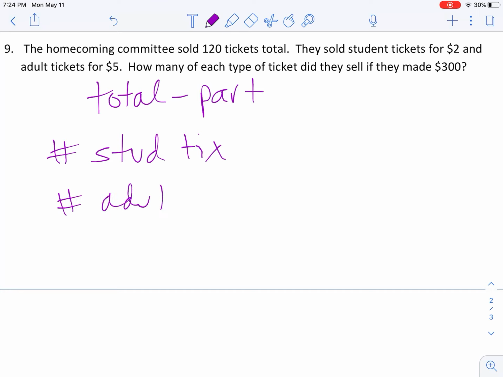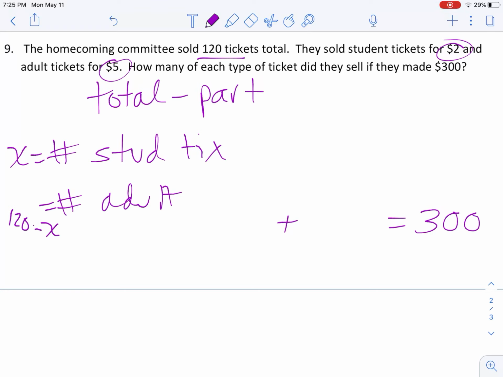So they sold student tickets, so you're going to have number of student tickets, and you're going to have a number of adult tickets. And you know they have different values. All right, now, if they sold x student tickets and they sold a total of 120, then the adult tickets is going to be the total minus the part. So adult's going to be 120 minus x. And if you want the value of all of those sold together, so that you made $300, your adult tickets are $5, so you multiply that by the number of adult tickets you have. And your student tickets you multiply by 2. Okay, and so that's the equation.